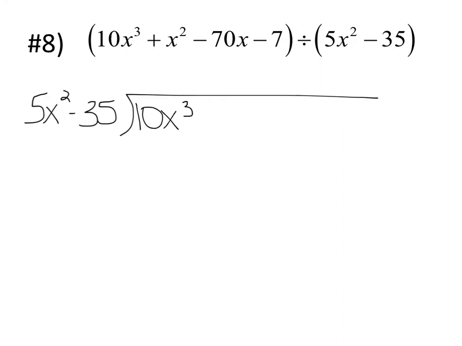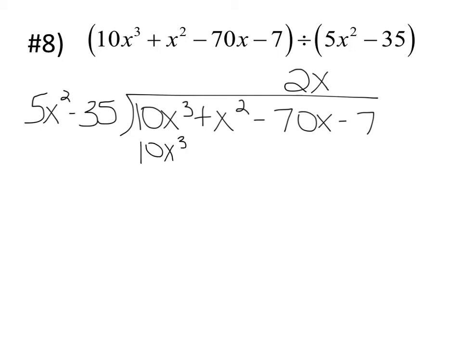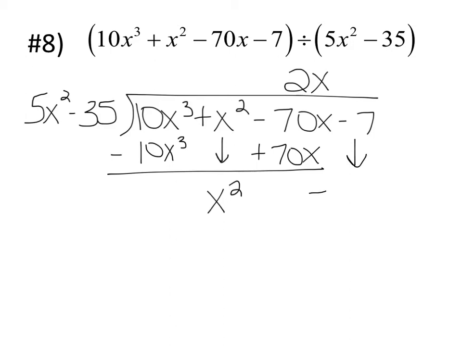So I've got 10x cubed plus x squared minus 70x minus 7. 5x squared times what gives me 10x cubed? That's going to be 2x. So 2x times 5x squared is 10x cubed. And then 2x times negative 35 is negative 70x. Change your signs. These cancel to 0. Bring down this one. And these cancel to 0. So then you just bring down your negative, minus 7.